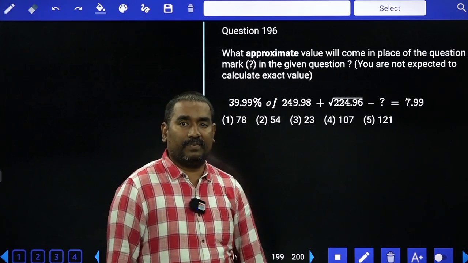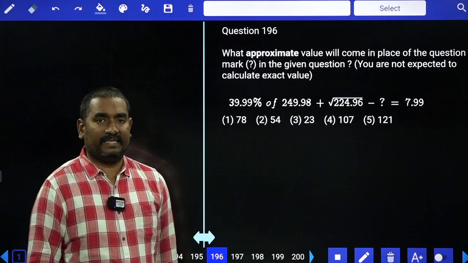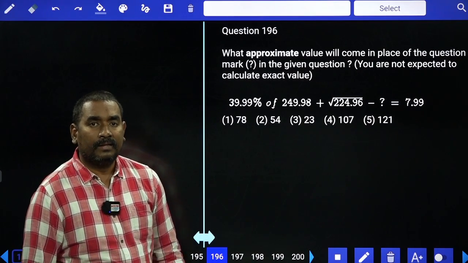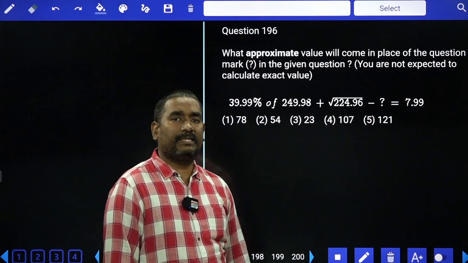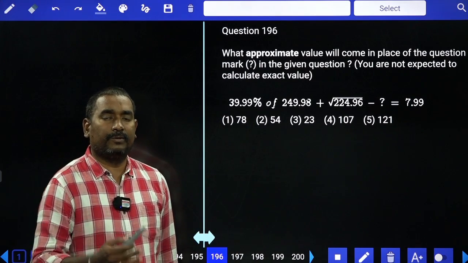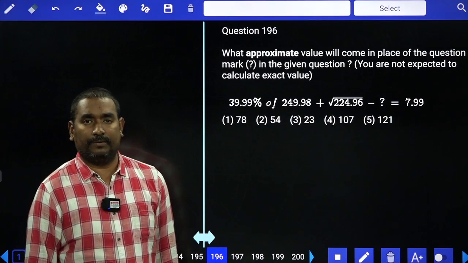So these are the areas we have. Two data interpretations, one caselet, 15 questions from data interpretation, 5 questions from number series, 5 questions from approximations, 5 questions of Q1 Q2, and single items 10 questions, total 40 questions.